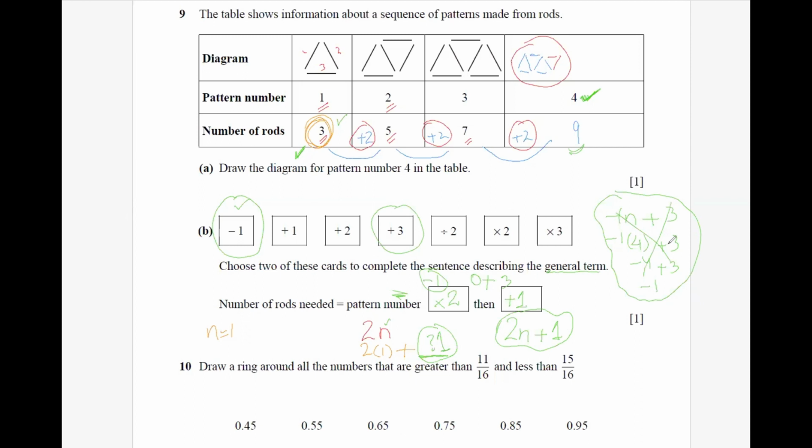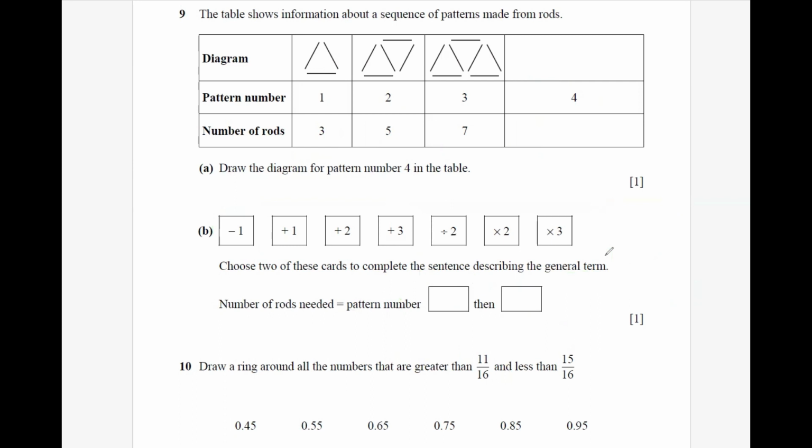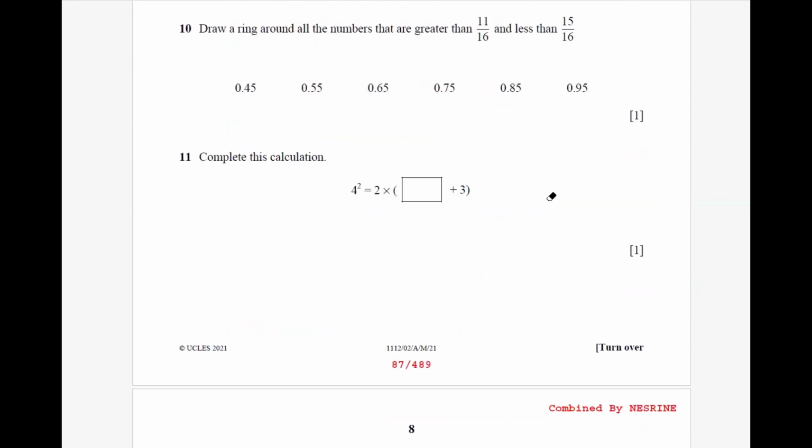Now it's question number 10. In the previous question, we saw that only one counter example that violates the given scenario is sufficient to rule out the given generic form or formula. Then, question number 10: draw a ring around all the numbers that are greater than 11 by 16 and less than 15 by 16.